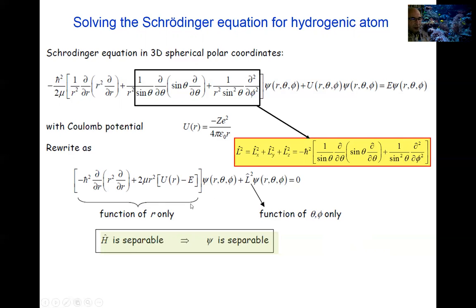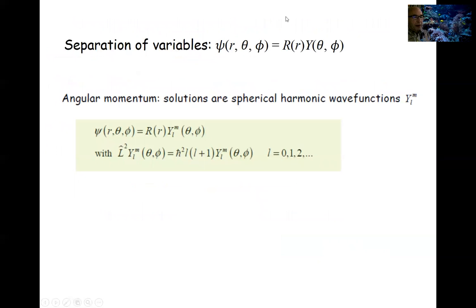on this wave function. So this is the part which is a function of r only, and this part is a function of theta and phi only. And so this is a sign that the Hamiltonian, as people say, is separable. So that means that the eigenfunctions of this Hamiltonian are also separable, and so they can be represented by this product of a wave function which depends only on r, on distance, and also a wave function which is represented by theta and phi.